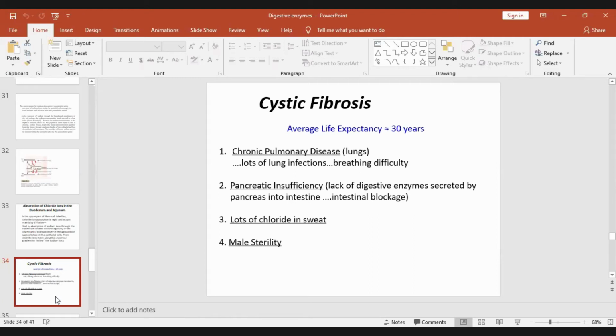So what is happening in cystic fibrosis is that there is a defect in chloride transport. Chloride transport is defective, and these are the affected organs: lungs, pancreas, lots of chloride in the sweat, and it may also be responsible for male sterility.